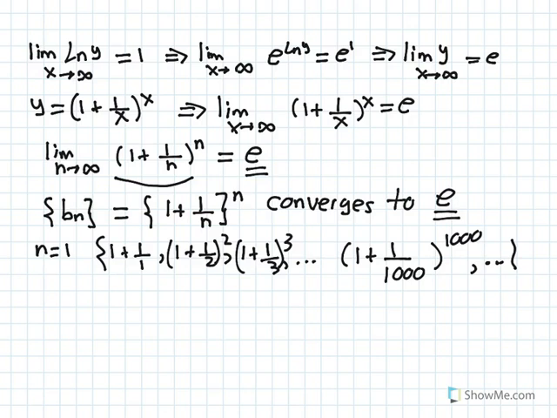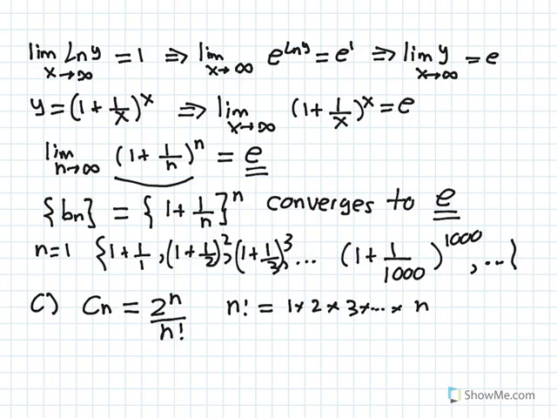Now let's look at part C. In part C, we have Cn equal to 2 to the n divided by n factorial, where n factorial is equal to 1 times 2 times 3 all the way to n. All right, so let's write out a few terms.